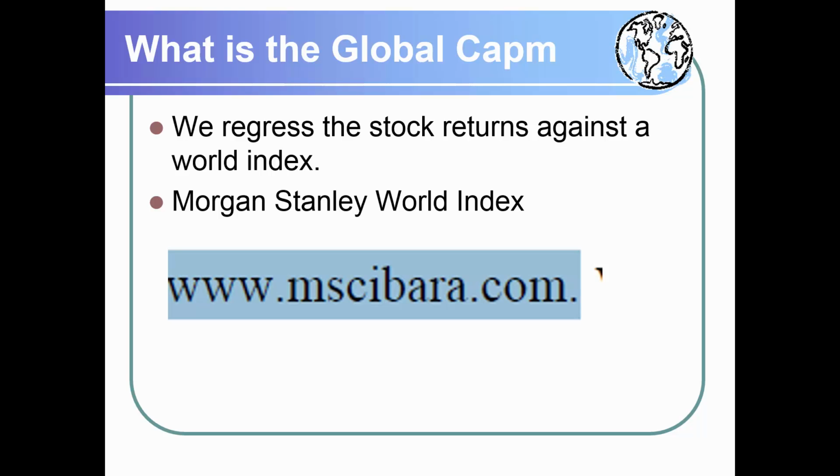In the case of the global CAPM, we regress the stock returns against a world index. Rather than use the S&P 500 or the Nasdaq, we use the world index. And usually, what is the world index people use? That tends to be the Morgan Stanley World Index. The one place where you can find that is mscibara.com. If you go there, you can find the prices of the world stock index.